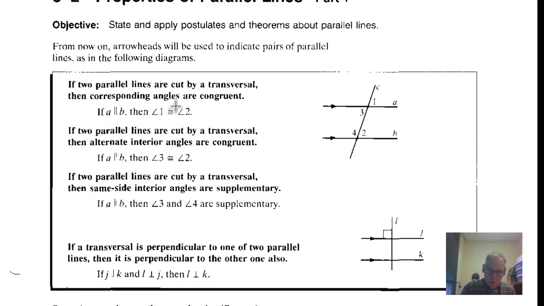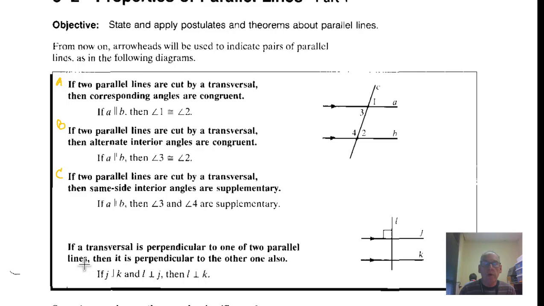So A, we're going to have this: if two parallel lines are cut by a transversal, then corresponding angles are congruent. So we'll call that A. B, if two parallel lines are cut by a transversal, then alternate interior angles are congruent. C, if two parallel lines are cut by a transversal, then same side interior angles are supplementary, which means they add to 180 degrees.